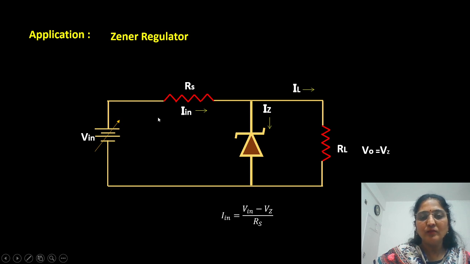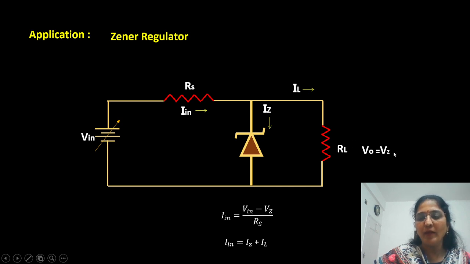We have to select the value of Rs such that the current flowing through Rs, that is Iin, should be between Iz minimum and Iz max. The voltage here is Vz. So Iin is nothing but Vin minus Vz divided by Rs. When Vin increases, Vz is constant and Rs is constant, so Iin is going to increase. And the increase in current will flow through the Zener diode. So Iin is equal to IL plus Iz.